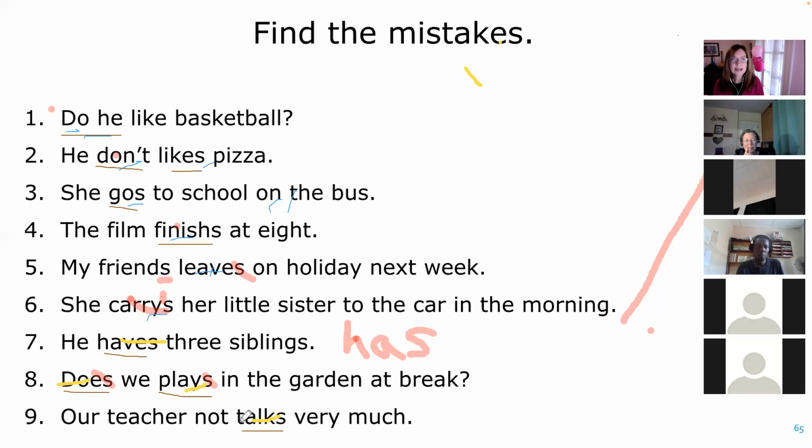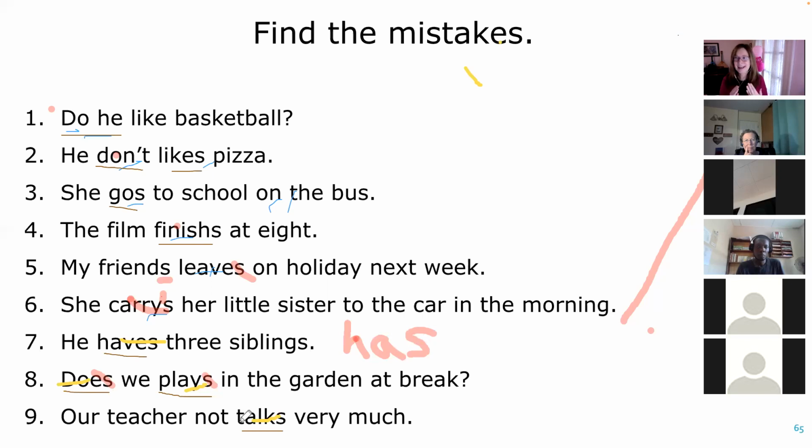Say to them, okay, for number one, you wrote, do he like basketball? But what is the subject in this sentence? And they might say, oh, the subject is he. And then they start thinking, okay, because it's he, we have to change it to does, because it's that third person singular. And by the way, it's a little bit confusing language we use for third person.